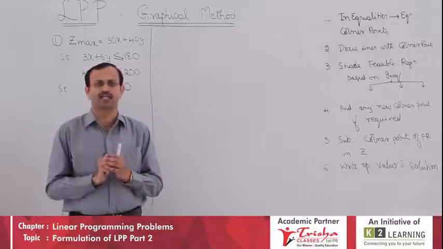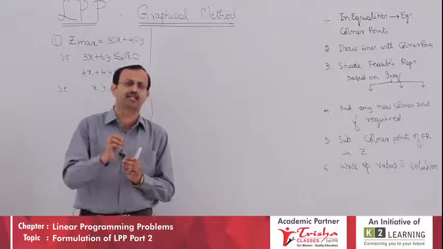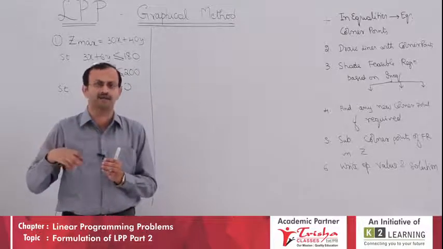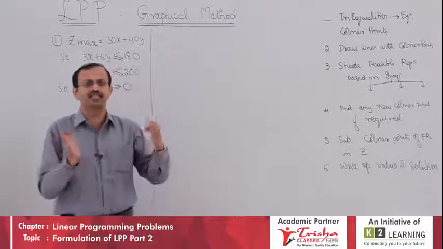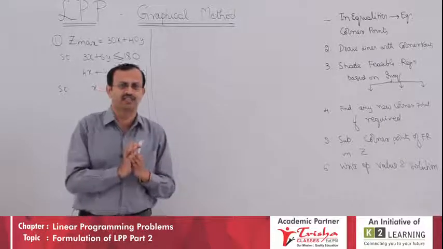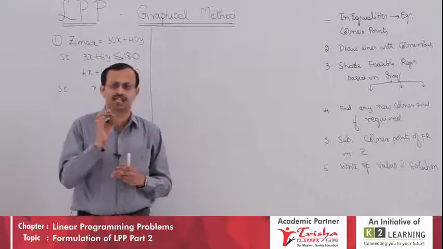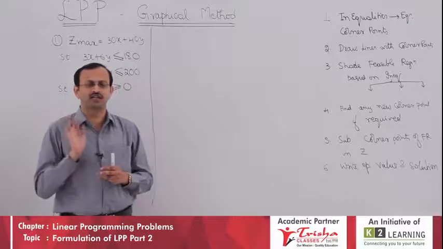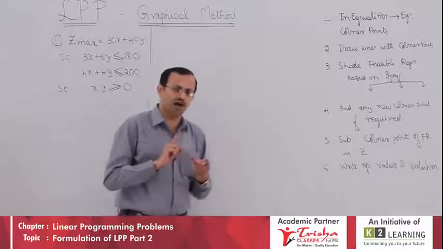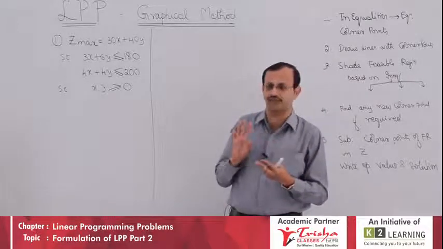of constraints. One is structural constraints, like men, material, machinery, market, management, methods. These are all the constraints that you have. The other is that any number of products that you are going to manufacture cannot be negative, the non-negativity constraint. So LPP has three parts: objective function, structural constraints, and non-negativity constraint.